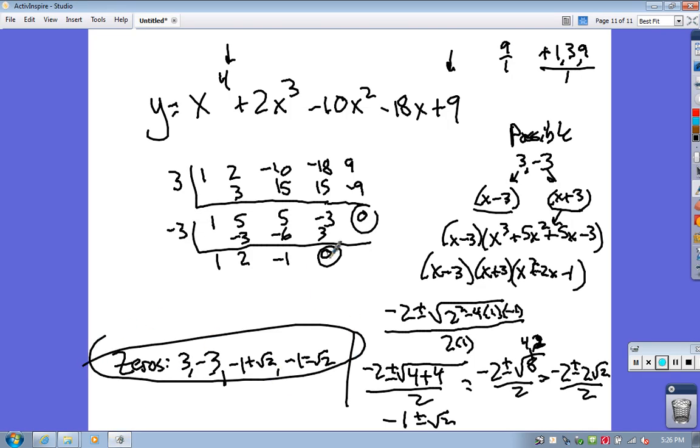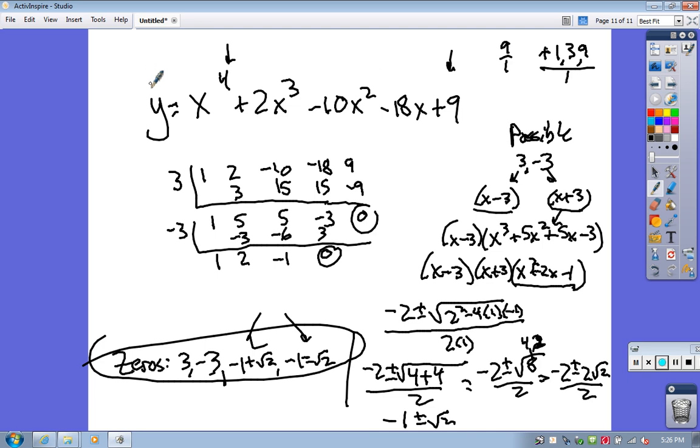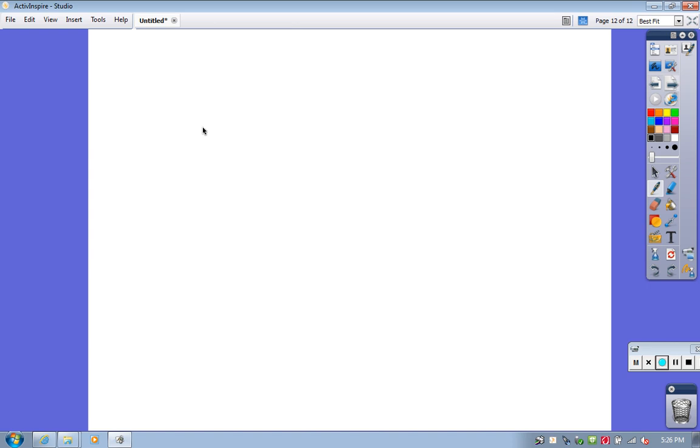There's the zeros. So these zeros that come out of this last quadratic don't have to be rational. They don't have to be fractions. They could have ended up being imaginary as well. But they still are zeros because they're when y is 0, what are the x values? So with that in mind, I want you to do this one.